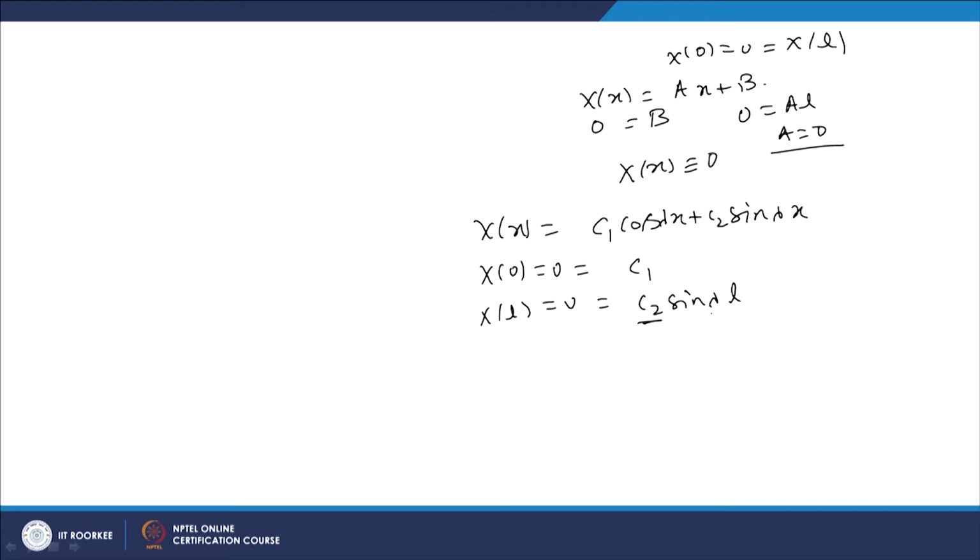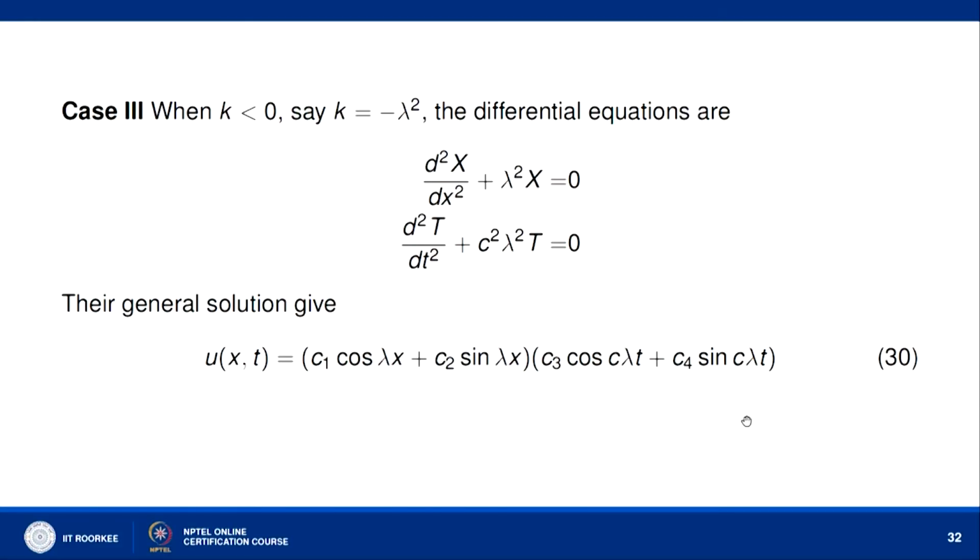So, we want this lambda l to be chosen like n pi. So, let us say lambda is equal to n pi by l, where n is taken as plus minus 1, plus minus 2 and so on. So, if we take lambda as n pi by l, then we will get a non-trivial solution.